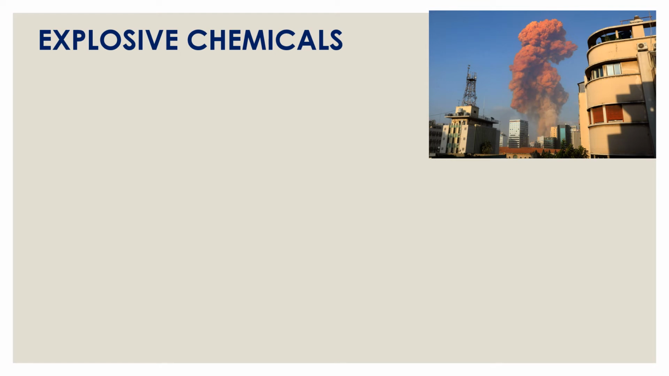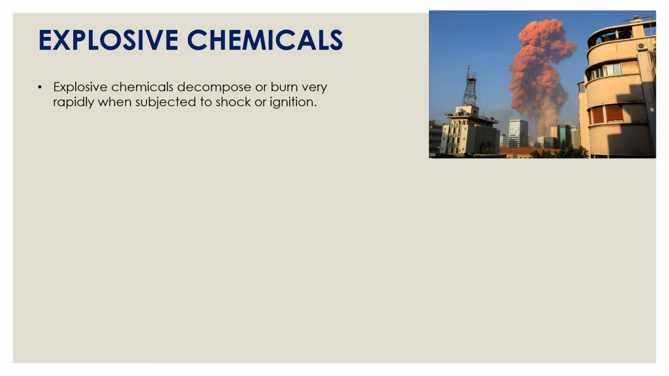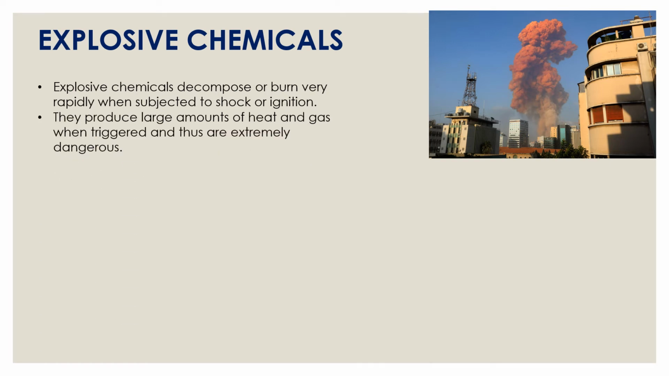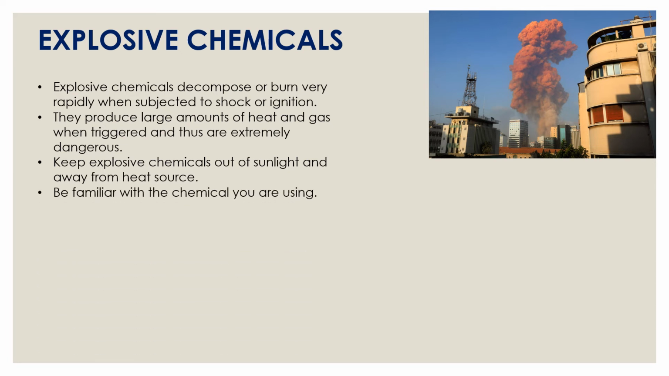Explosive chemicals are another very high risk area where we are dealing with those kind of substances which can decompose or even burn rapidly whenever there is a sudden shock or ignition around them. Explosive chemicals produce a large amount of heat and gas when they are triggered, and therefore they are extremely dangerous in nature. Keep these chemicals out of sunlight and any heat sources. And make sure you are familiar with the chemical before you actually use them. Prevent any shock or ignition in progress.